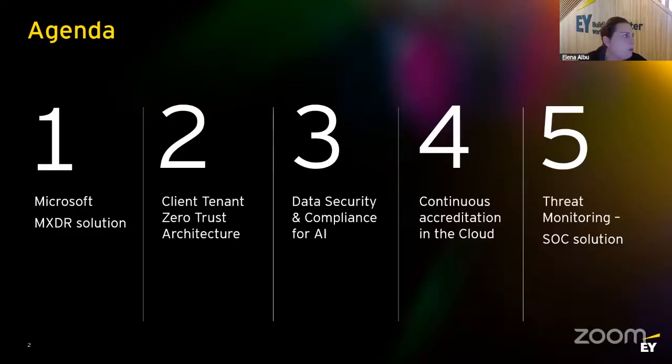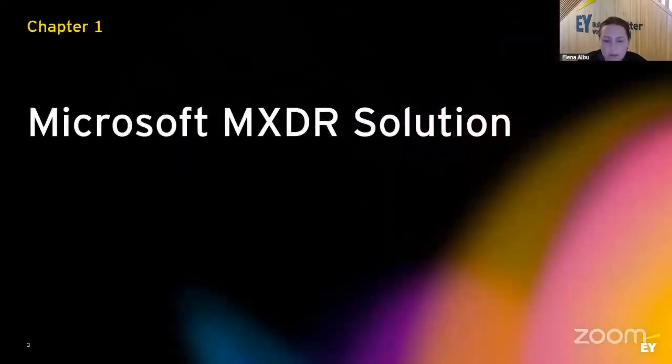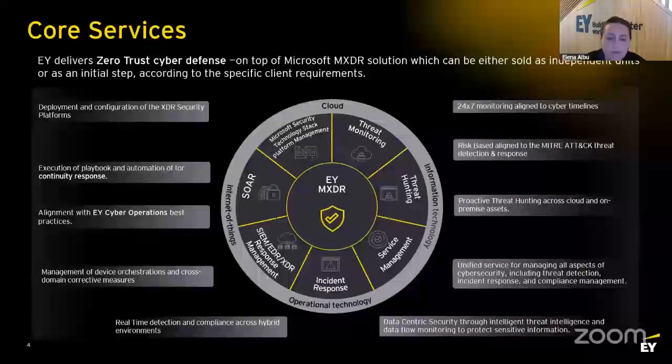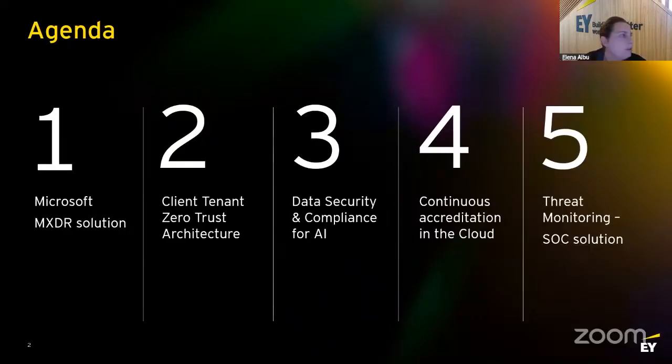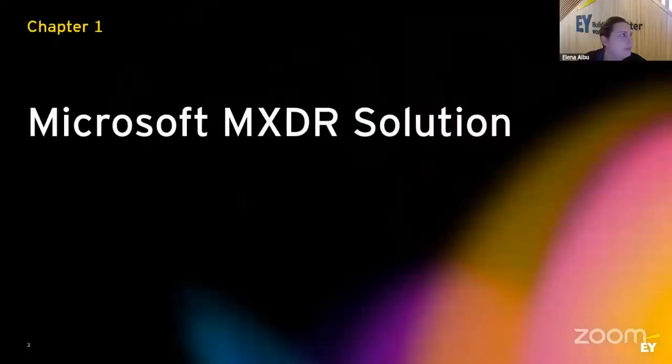So we will begin by looking at the Microsoft MXDR solution. Then we will have a look at how the zero trust architecture is operationalized using technologies such as Entra, Defender, Sentinel, and Purview. We will then look at data security and compliance. We will continue with continuous accreditation in the cloud, and we will close with the threat monitoring landscape monitored by SOC, security operation centers. So let's start with the first chapter, which is the Microsoft MXDR solution.